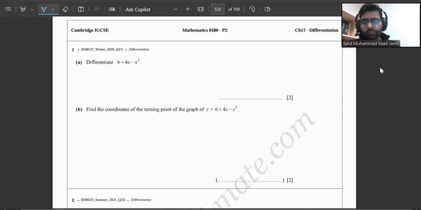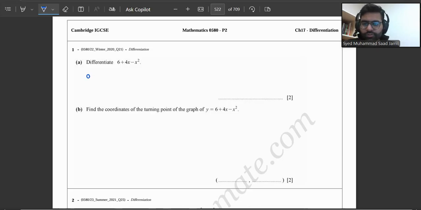So, first question of differentiation. Differentiate 6 plus 4x minus x square. Now, these are past paper questions. I have a separate video for differentiation as well, which I'll mention in the comments below. That's differentiation from the start. However, this is just the topic, just these questions from the past papers. So as you can see, this is winter 2022 to 2020, paper 22.